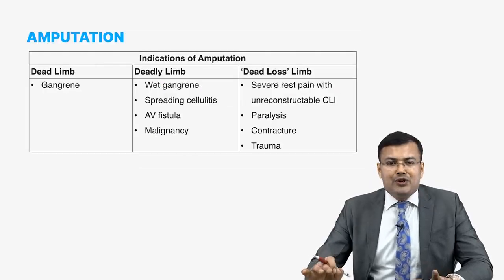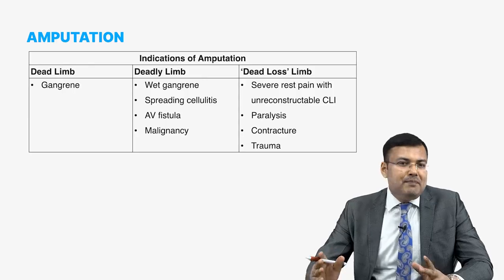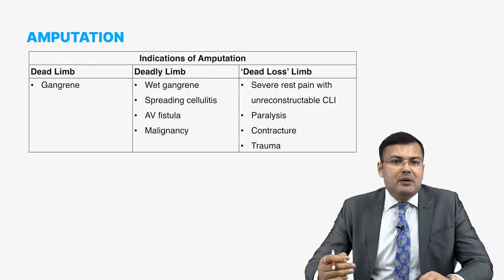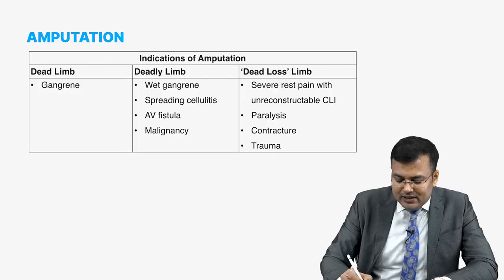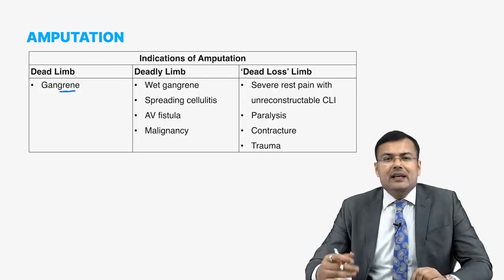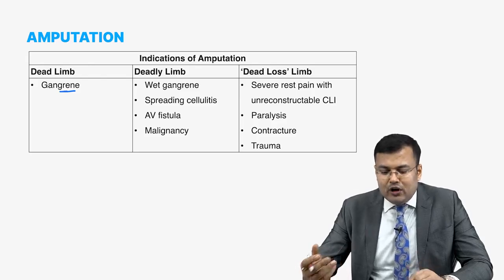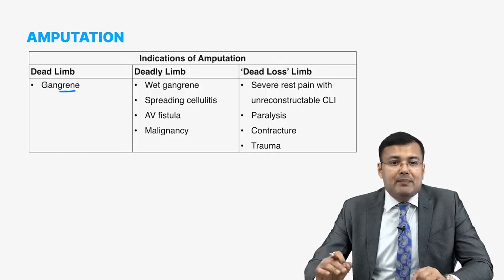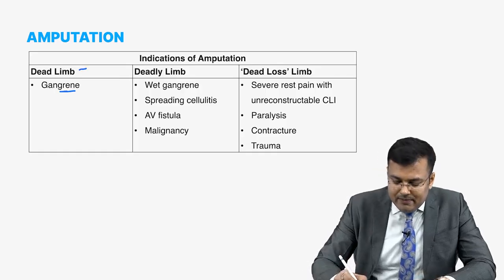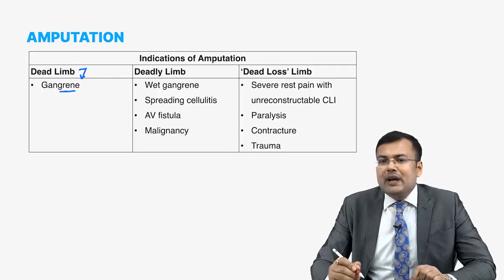Now we are going to discuss amputation. First, see the indications. First, if the limb is already dead. Here, what's the problem? The limb is already dead because there is gangrene. In this case, there is arterial occlusion severe enough to cause infarction of a major part of the tissues. So here the limb is already dead, you have to go for amputation.